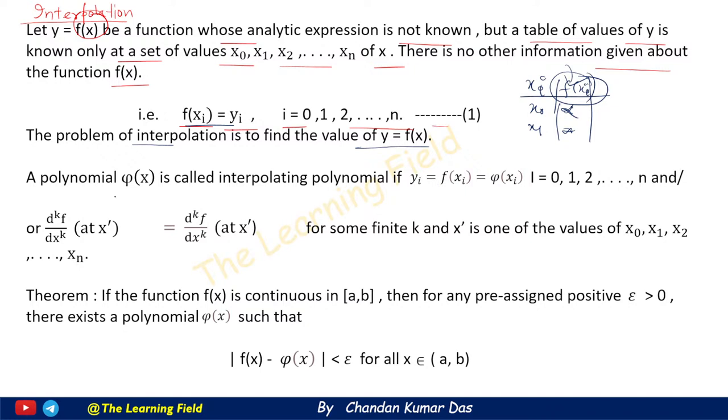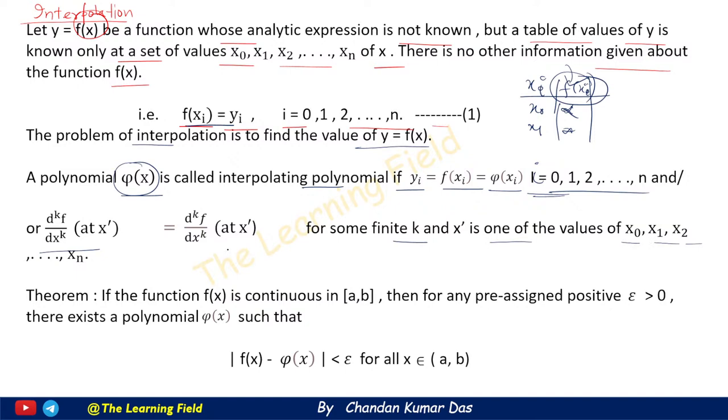A polynomial phi(x) is called an interpolating polynomial if yi equal to f(xi) is equal to phi(xi) for i equal to 0, 1 to n. In this case the values of the function f(xi) are known at these points, or it may also happen that its derivative, here I take the kth order derivative, is also given at the same points. This is also one type of interpolation, for some finite k and x' being one of the values x0, x1, x2 up to xn. So this is the case.